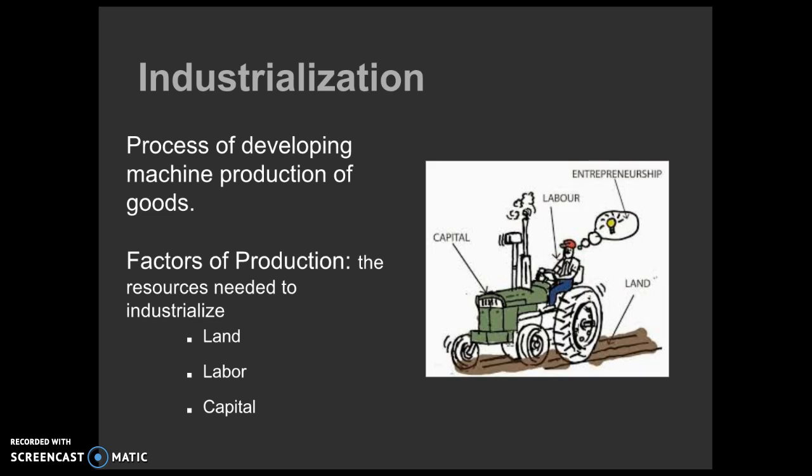So a country can't industrialize unless they have good land, natural resources and places for factories, a lot of people for labor, and capital, which is a fancy word for money. You might want to put a money sign next to the word capital. They need to have money to pay workers, to create inventions, to open up factories.